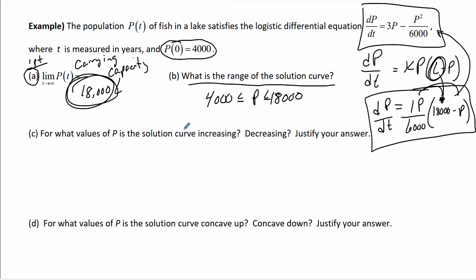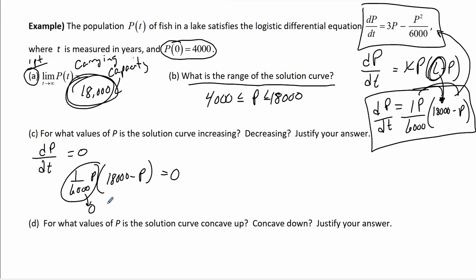For what values of P is the solution curve increasing, decreasing, and then justify your answer? So how do I find out if the solution curve is increasing? Well, remember, increasing and decreasing deal with the derivative. So I have to find out when the derivative is equal to 0. I'm going to take 1 over 6,000 times P times 18,000 minus P, and set that equal to 0. And how do I do that? Well, this right here is equal to 0, and this here is equal to 18,000. All right, so those are my two critical values, my two critical points.